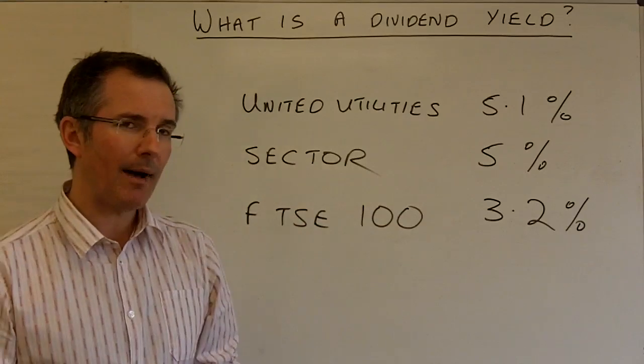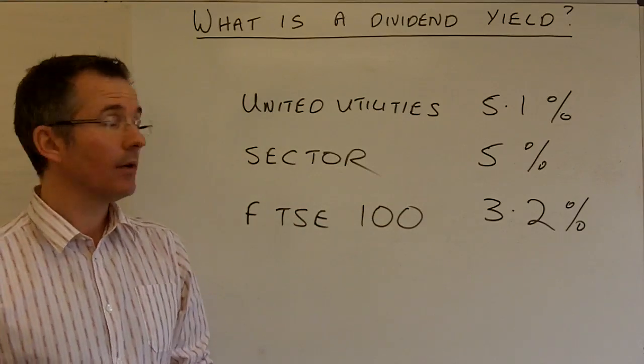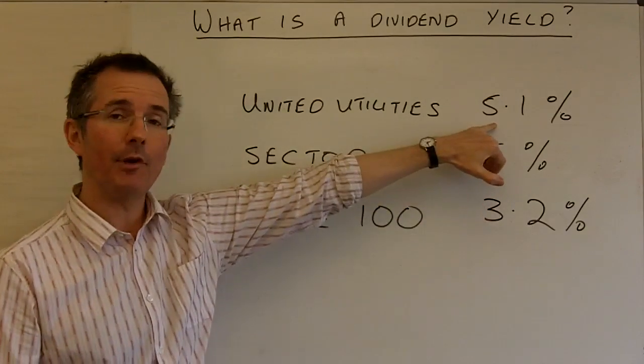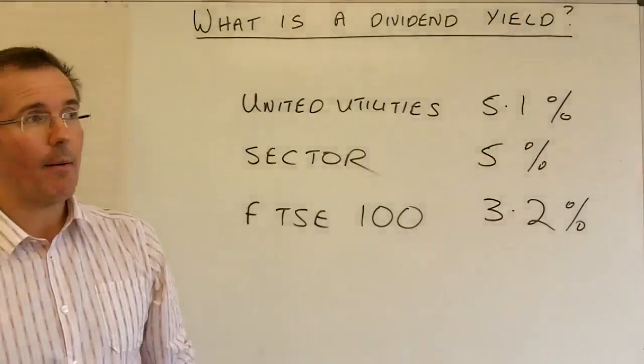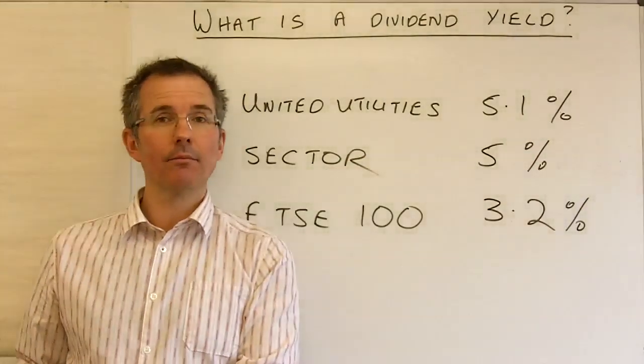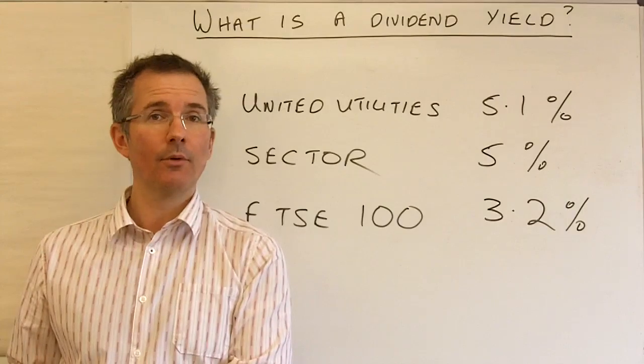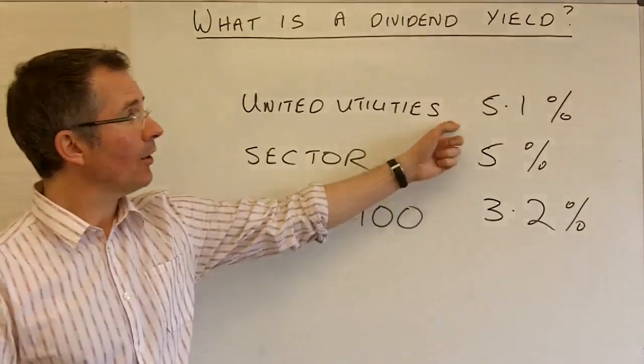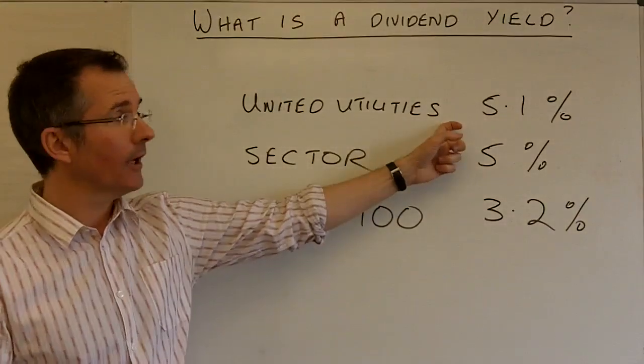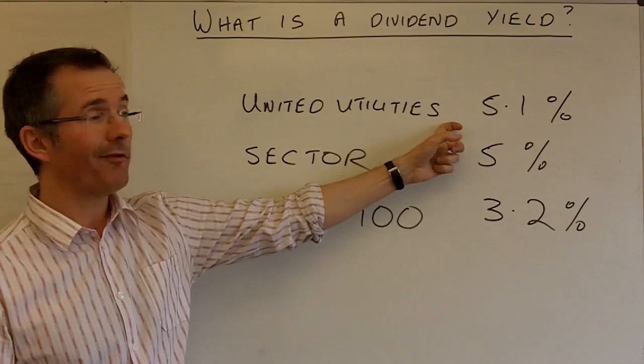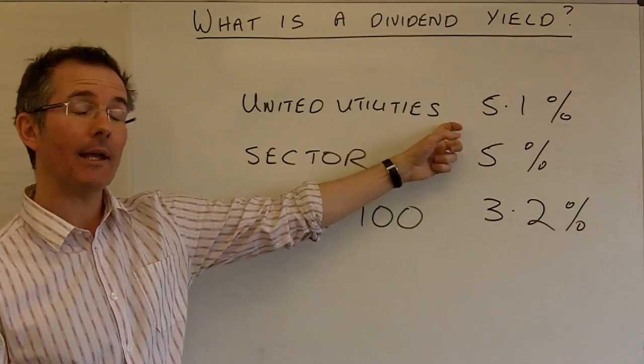I might also step back and ask myself a different question. If I can get 5.1% from United Utilities, is that better or worse than I could get in the bank? Bank accounts are lower risk after all. Shares can cause problems, companies go bust. So if my bank account offers more than 5.1%, maybe I take the bank account.